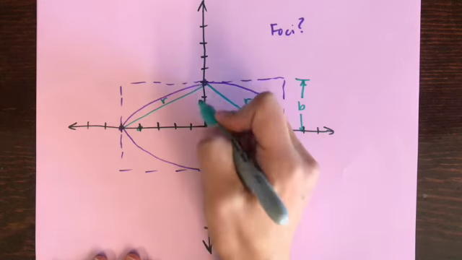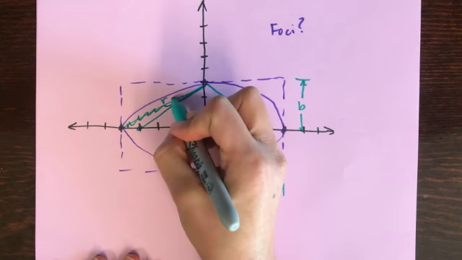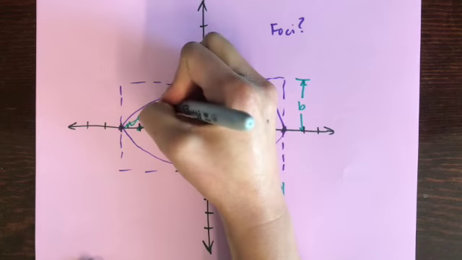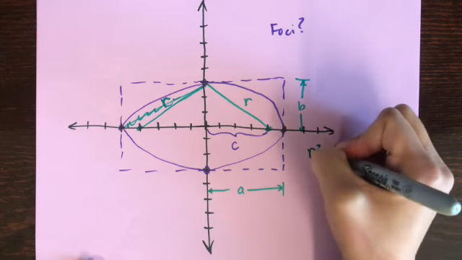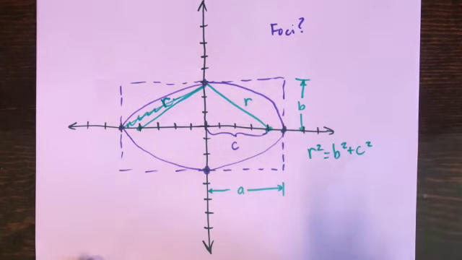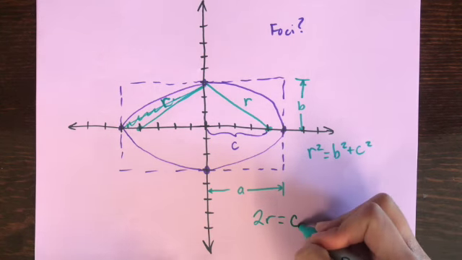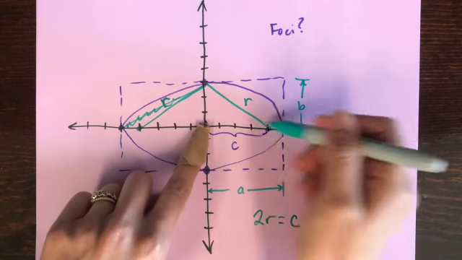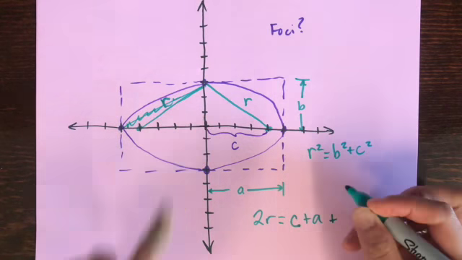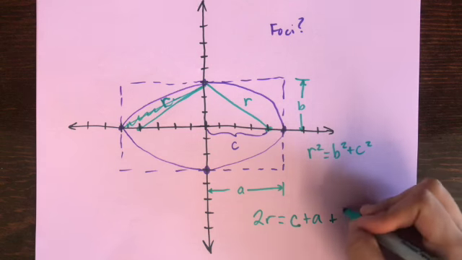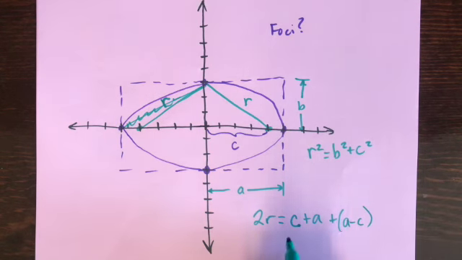So I'm actually going to redraw that R here. Okay, so R is the hypotenuse of a right triangle that you see there, and R squared is going to be equal to B squared plus C squared, where B is that half distance and A is that other half distance of the box, right? And then I also have that 2R is going to be equal to C plus A, and then plus that little part, which would actually be just A minus C.